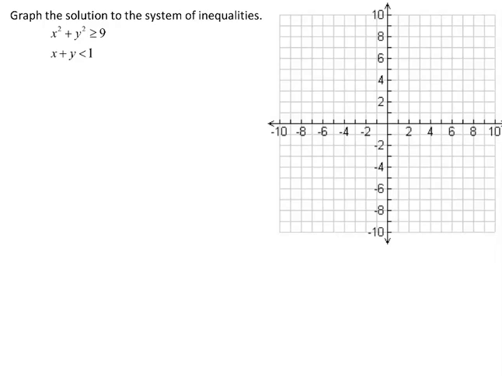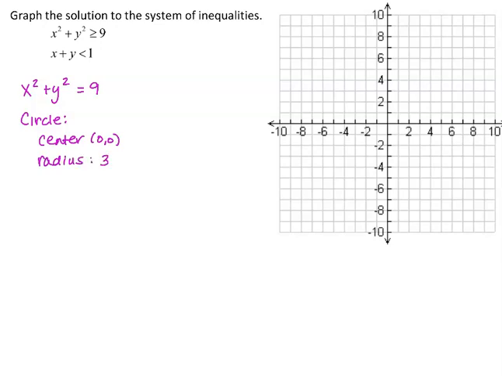So if we think back to previous chapters, that first inequality is actually telling us about a circle. So let's think about x squared plus y squared. If it had been equal to 9, this would be a circle that has a center at the point 0, 0, and it has a radius of 3.